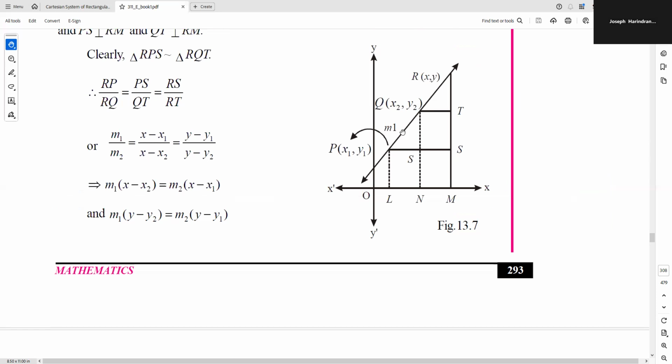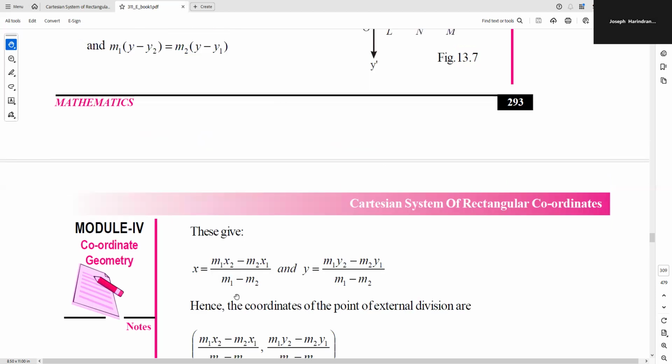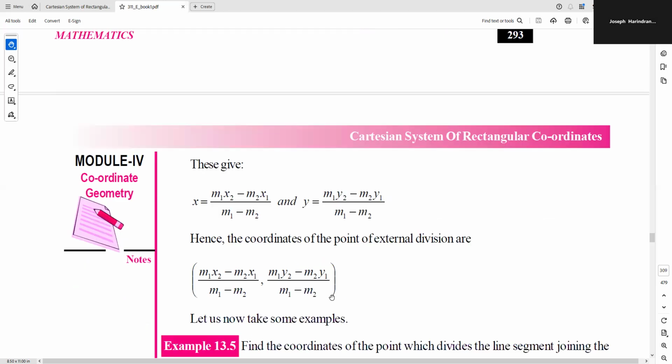P is one end and Q is the other end, and the point lies in the line joining PQ produced, extended to a point R. That is the point of division. So definitely PR will be greater than QR, and the ratio will always be positive here. Similarly, the y coordinate is y = (m1 y2 minus m2 y1) whole divided by (m1 minus m2). This is known as the section formula when the point is outside, or external.